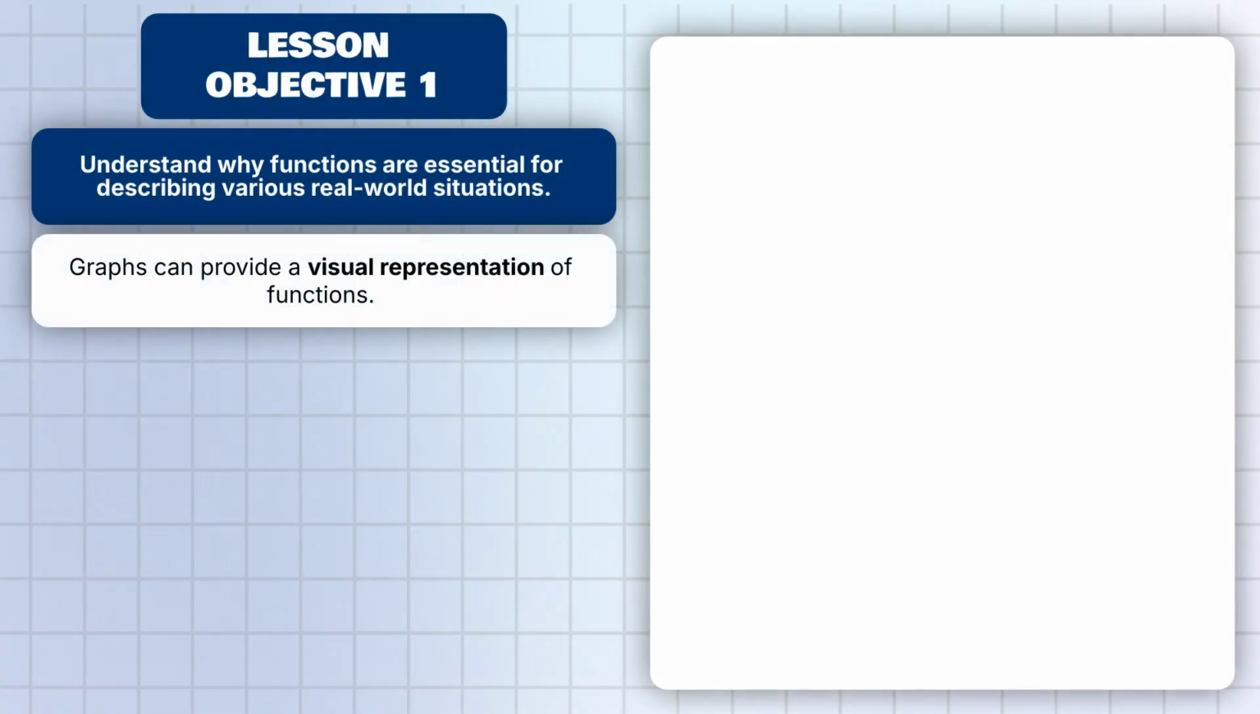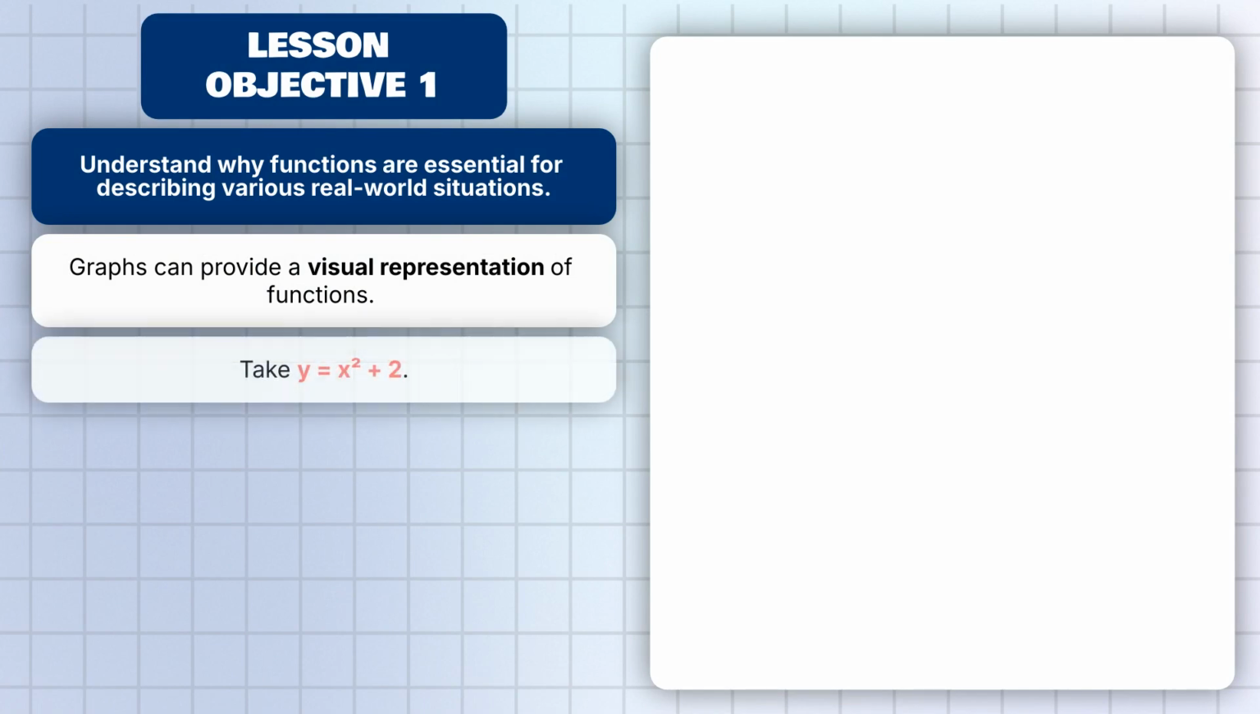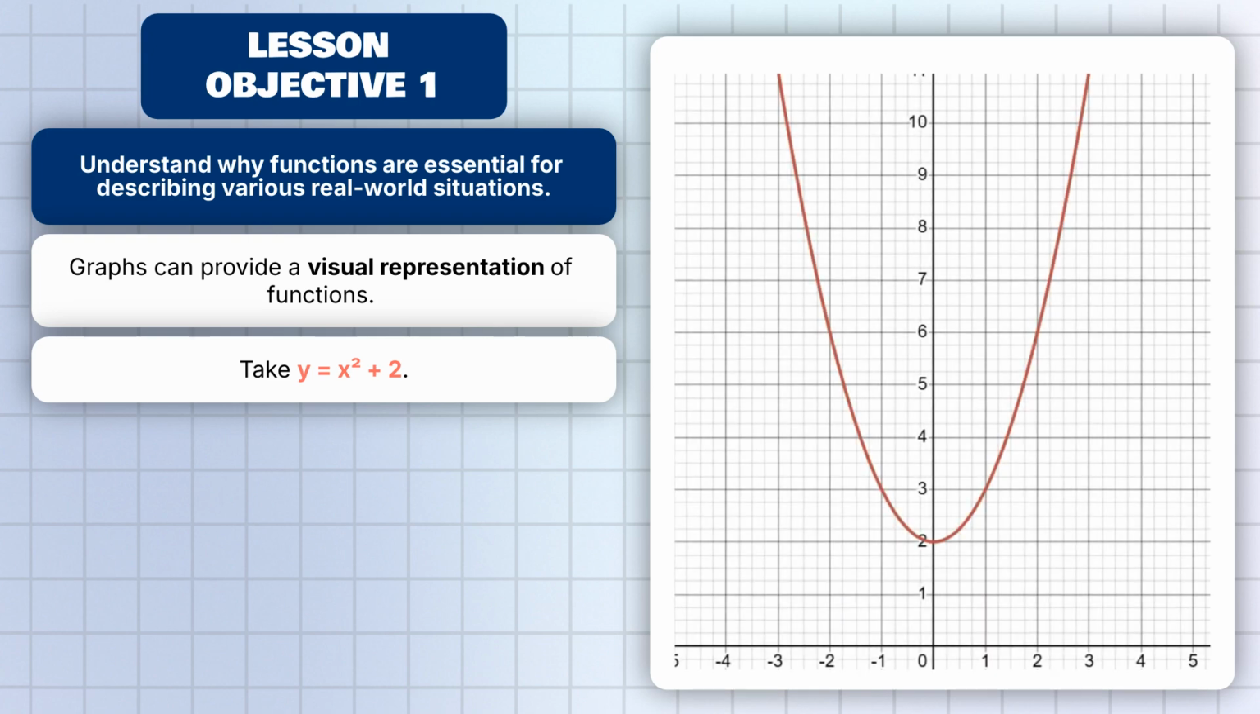Graphs can provide a visual representation of functions. Let's take another look at our function y equals x squared plus 2. Plotting x and y values on a graph gives you a curve. For example, let's input the values of x as -1, 0, and 1. When x equals -1, y equals -1 squared plus 2. Therefore, y equals 1 plus 2, which is 3.